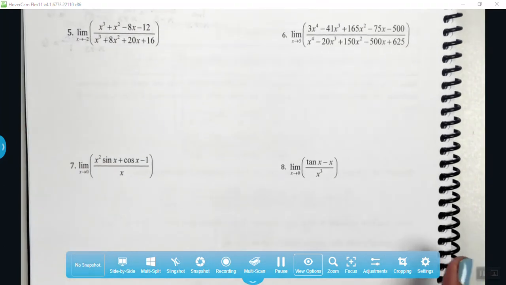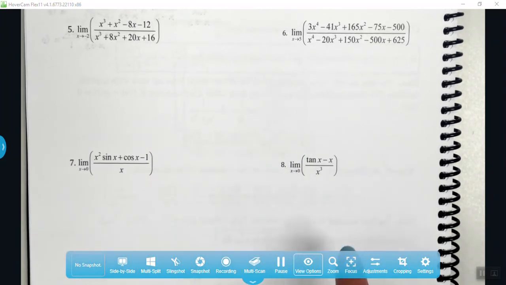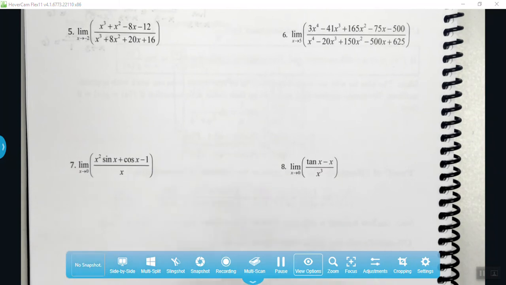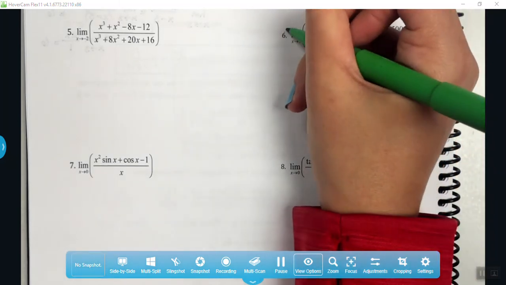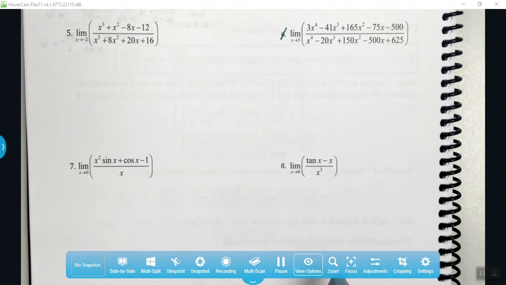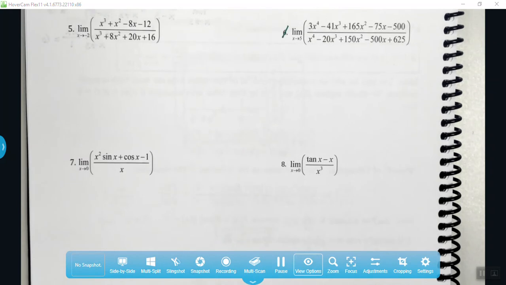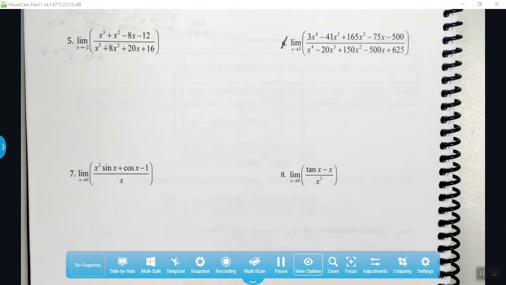I want you to try, so now we've got trig functions in because you can't factor trig functions. Try, 6 is obnoxious, so don't do 6. Do 5, 7, 8, 9, and 10, and see if you can get those.